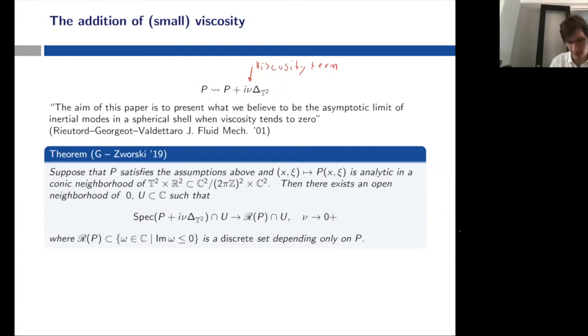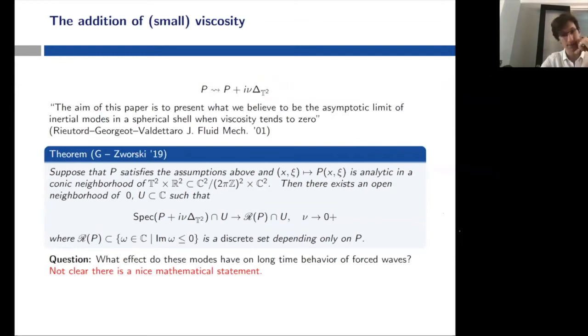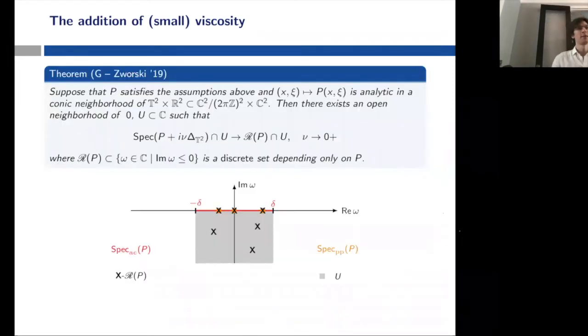Okay, so I will put a picture up in a second, but I should say from the start, just for full honesty, it's not totally clear if there's a nice mathematical statement of what these points are saying. So you have this nice description of the spectrum of P plus i nu Laplacian as nu goes to 0, but it's not totally clear what effect these should have on the dynamics.